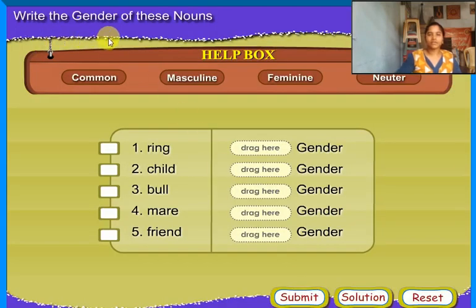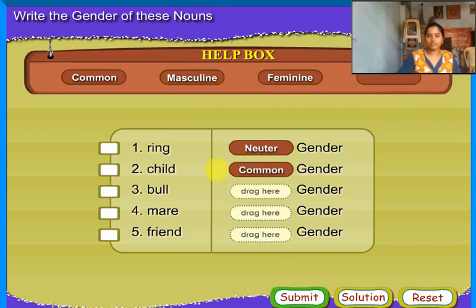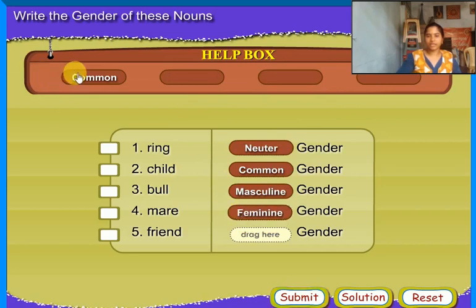Write the gender of these nouns. Ring, neuter gender. Child, common gender. Bull, masculine gender. Mare, feminine gender. Friend, common gender.